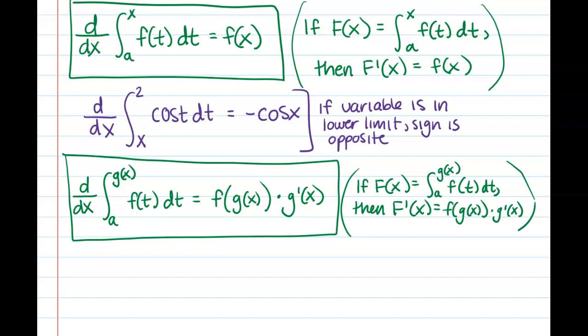So basically, if you have a variable in the top limit, you just plug it in for the t. If it's in the bottom limit, you just make it negative. If you have a function, you have to account for chain rule.